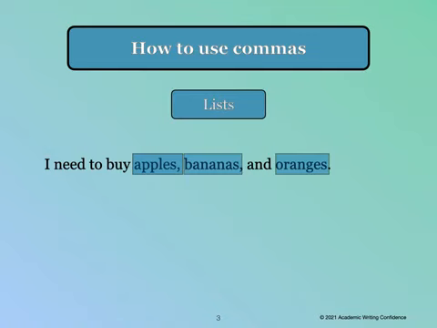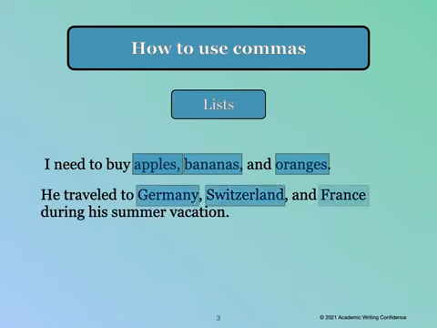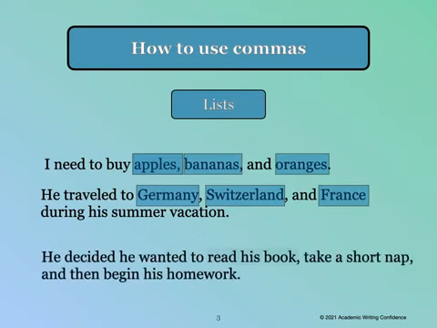Now, here's another example. He traveled to Germany, Switzerland, and France during his summer vacation. Again, you can see the 3 words are separated by commas. And we do the same thing if the list includes short phrases like this. He decided he wanted to read his book, take a short nap, and then begin his homework. Using a comma between words in a list in a sentence is very common. Please be careful and use these commas when you write a list in a sentence.